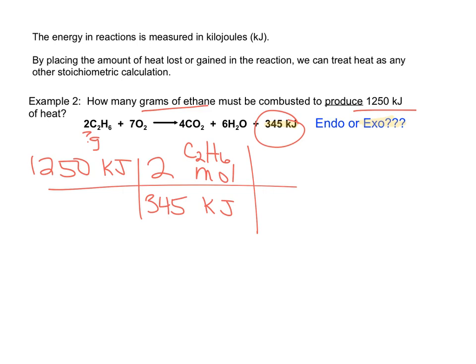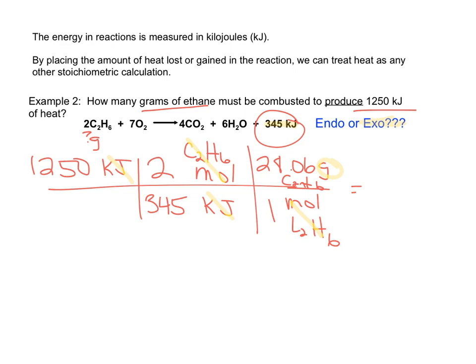Now that we're to moles, it's just a matter of getting it to grams. So just our regular mole calculations, we need to find the molar mass of C2H6. So the molar mass of C2H6 is 28.06 grams. So we have successfully canceled out our kilojoules, canceled out the moles, and we've gotten to grams.